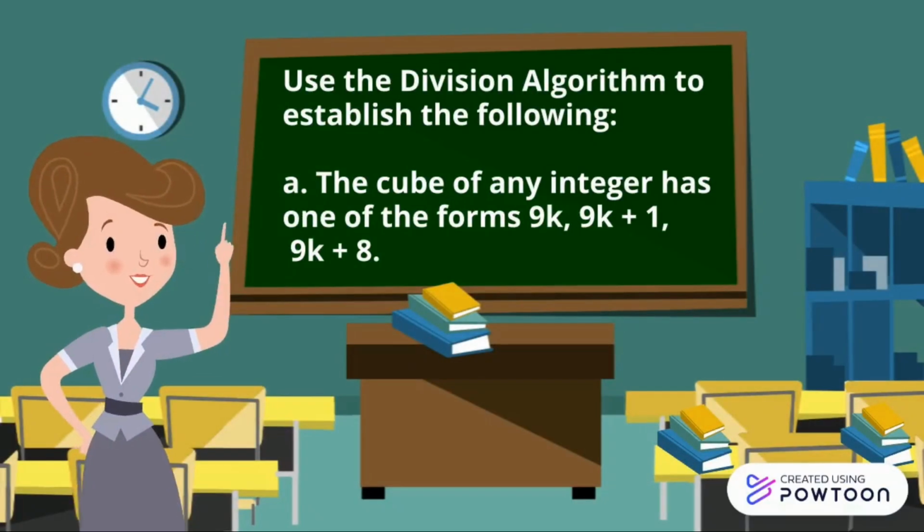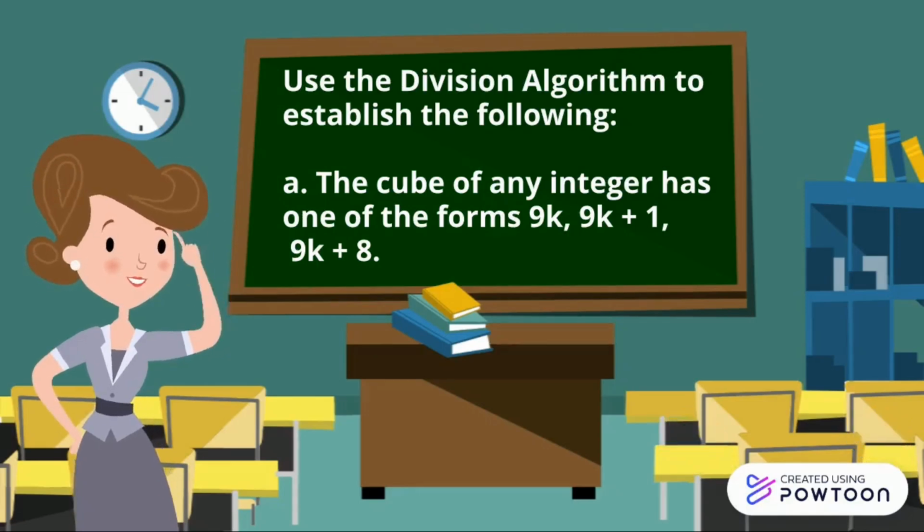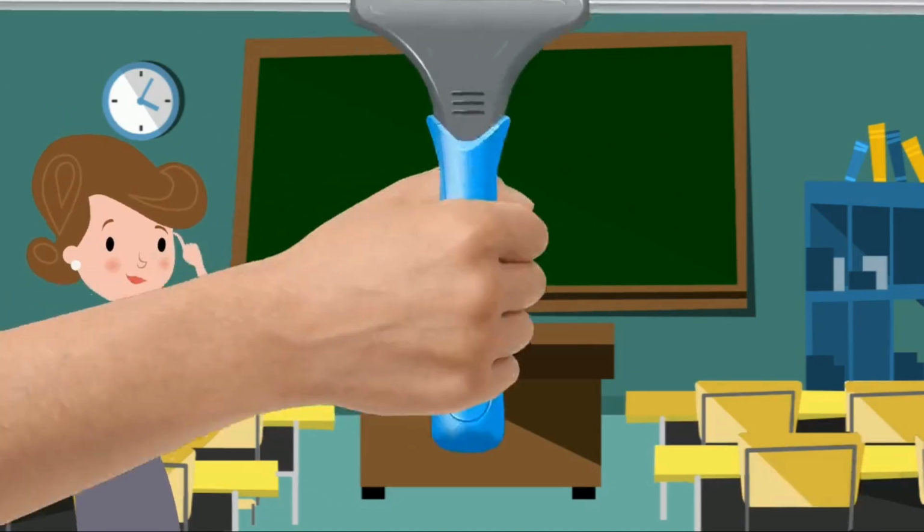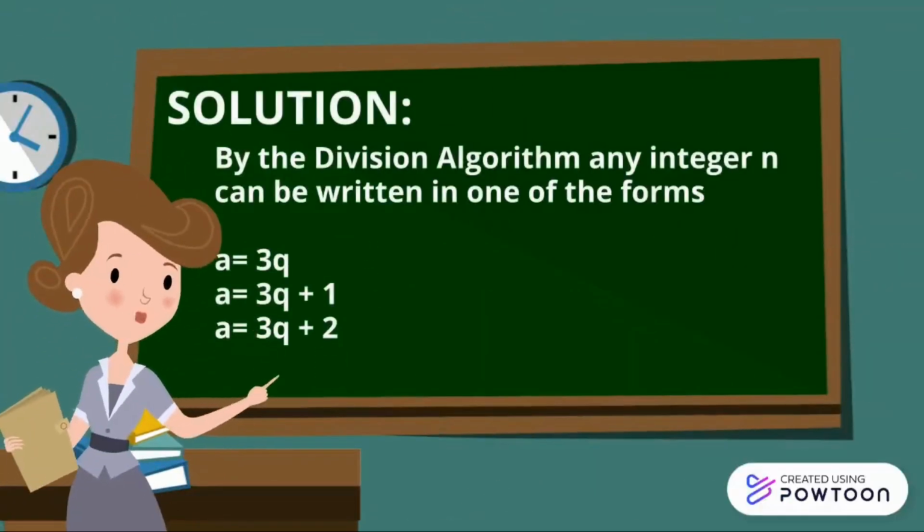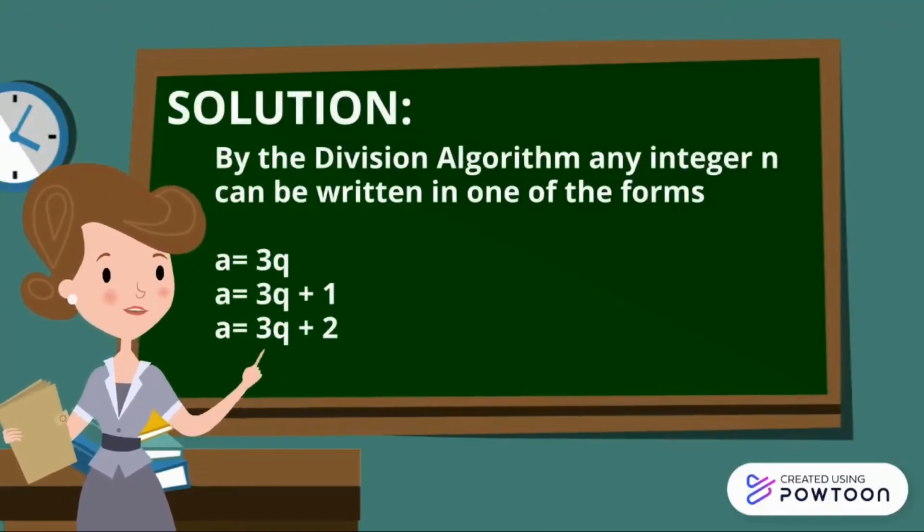Now for our example problem, use the division algorithm to establish the following: the cube of any integer has one of the forms 9k, 9k plus 1, and 9k plus 8. For the solution, first we will find an integer multiplied by 9 that will be equal to a perfect cube. The least possible cube number is 27. Then, we divide 27 by 9, which gave us 3.